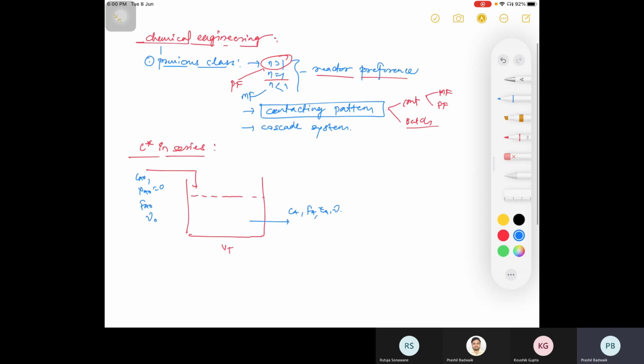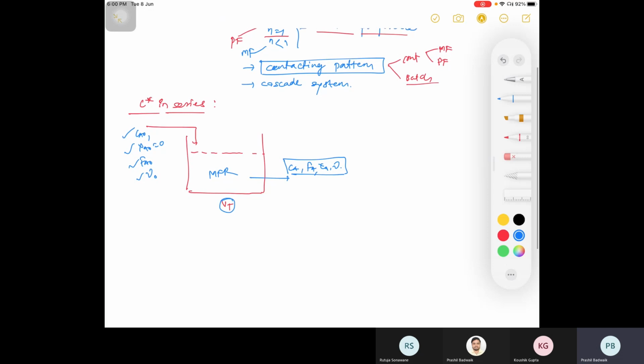Okay, so here you can see you have an MFR with volume VT. Here CA naught is initial concentration, XA naught is equal to 0, right? Conversion is 0 at starting. Then FA naught is your molar flow rate, and this is your volumetric flow rate. Here outlet concentrations, conversion and everything is given.